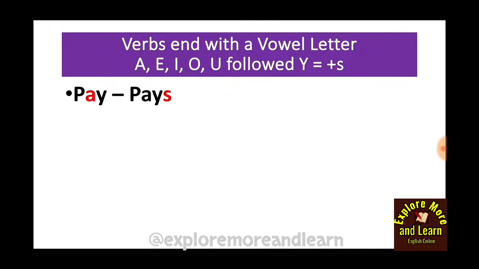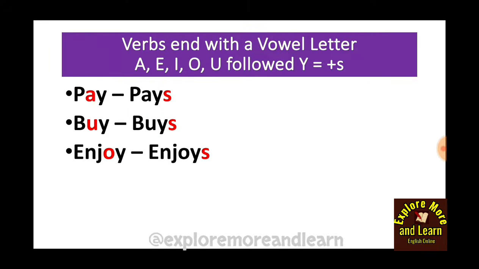Earlier, what was the rule? When a verb ends with the letter Y, but a consonant appears before the letter Y, in that case, we add IES to the verb, but here we add only S. Why? Because a vowel letter is appearing just before the letter Y. For example, buy becomes buys in simple present tense. Enjoy becomes enjoys. Convey becomes conveys.